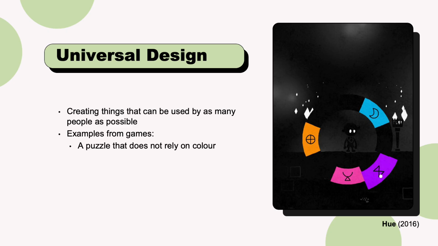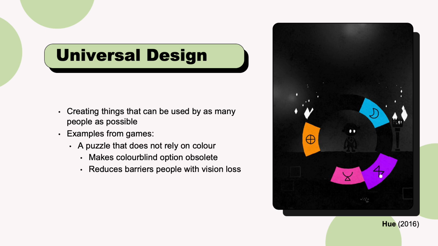A simple example of universal design would be a puzzle that does not rely on color alone. Instead, the pieces may have different shapes. They may be marked with different symbols or text, and maybe even play different sounds when highlighted. This design approach makes the colorblind mode obsolete, reduces barriers for people with low vision, and supports players with a variety of vision-related and cognitive impairments.